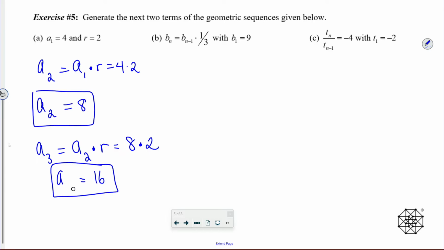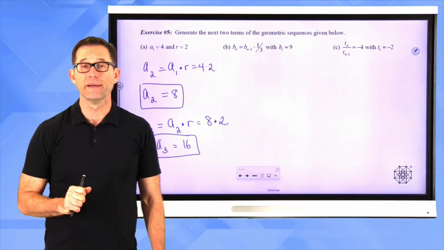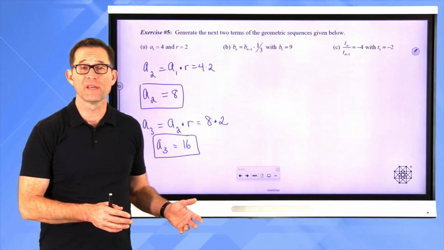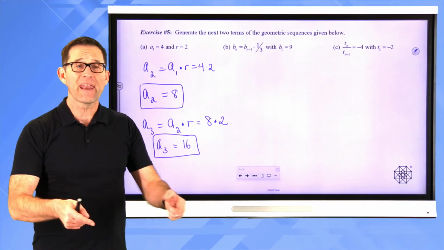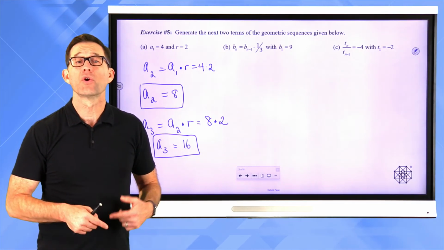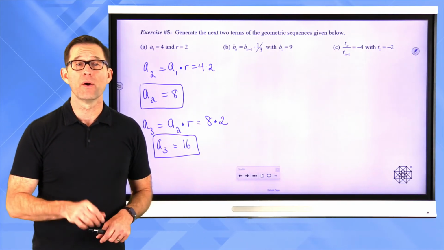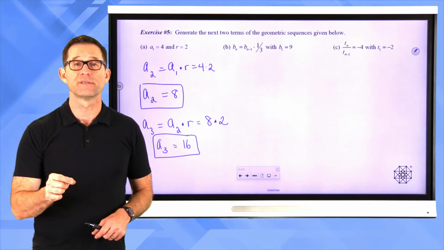And maybe we'll even make that look like a 3, or we'll try. All right, that's the whole idea. It's no more difficult than an arithmetic sequence. The difference is instead of adding to get to the next term, you're multiplying to get to the next term. Why don't you go ahead now and pause the video and see if you can do letters B and C.